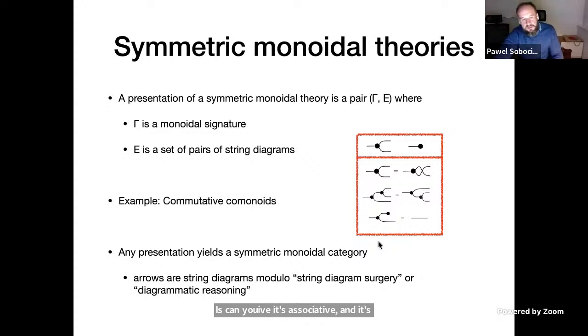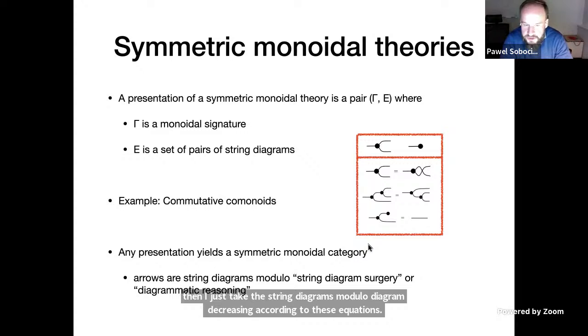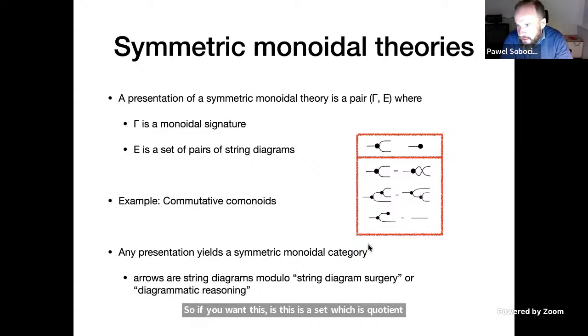Okay, so given such a presentation, I can generate a symmetric monoidal category from this data, right? So what does it look like? Well, essentially, I generate the free thing on the signature. So I just look at the string diagrams, and then I take the string diagrams modulo diagrammatic reasoning according to these equations. So if you want, this is a set which is quotiented by the smallest congruence that contains these equations. But it has a very natural feel.